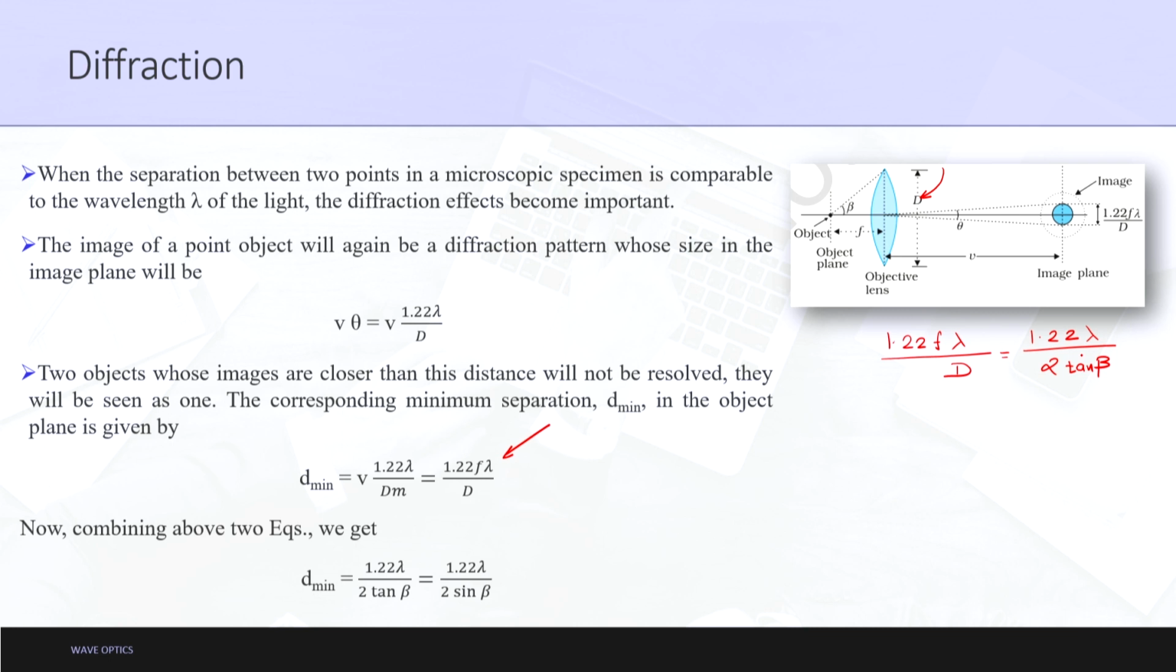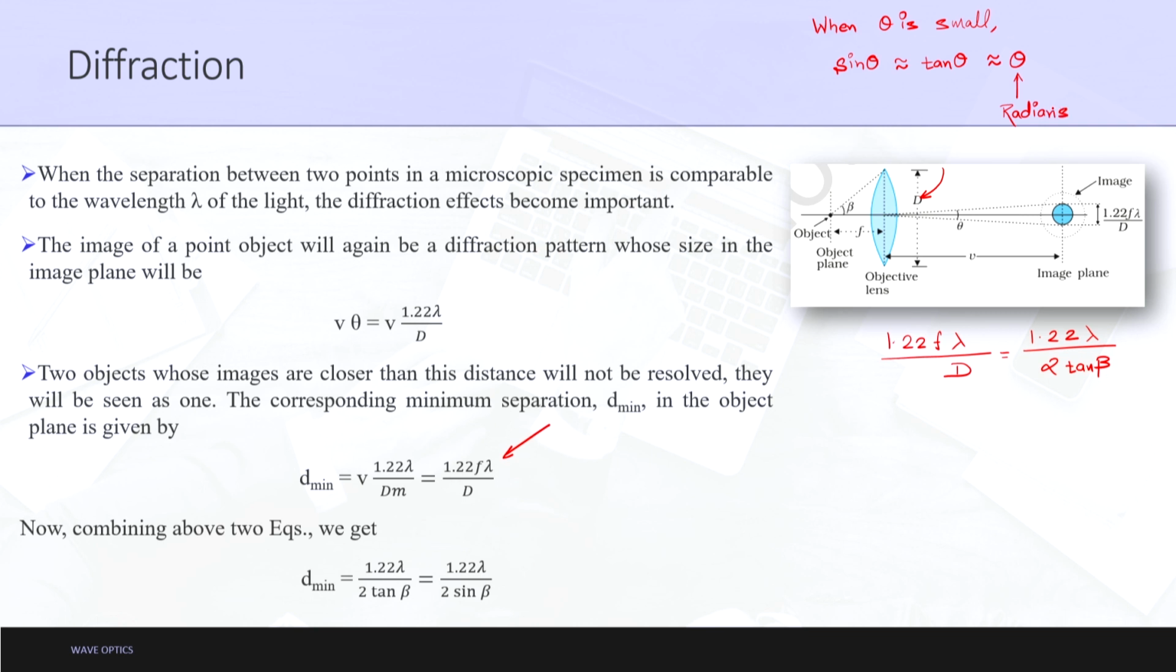Also, when beta is small, we know the mathematical approximation: when theta is small, sin theta is approximately equal to tan theta, which is approximately equal to theta. Please make sure that here theta is in radians.